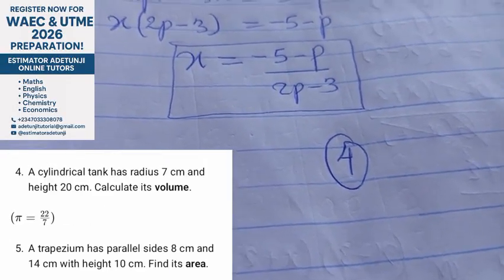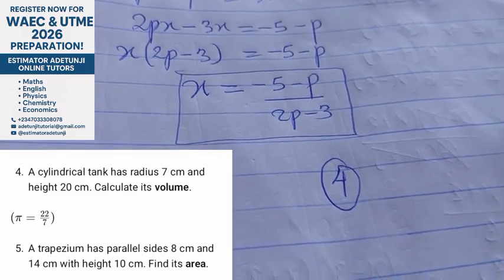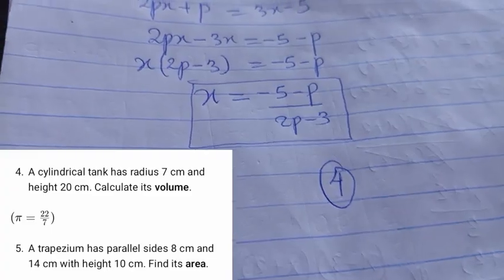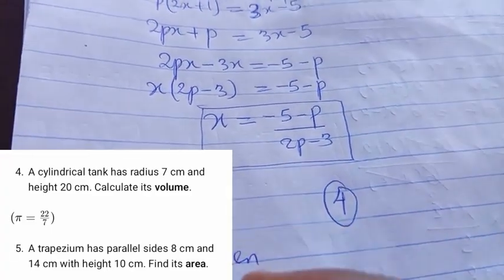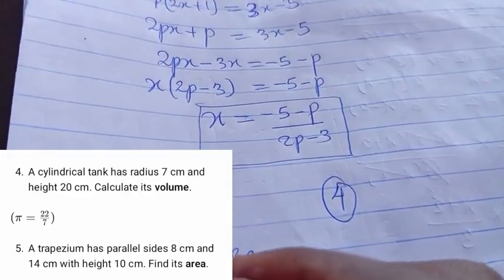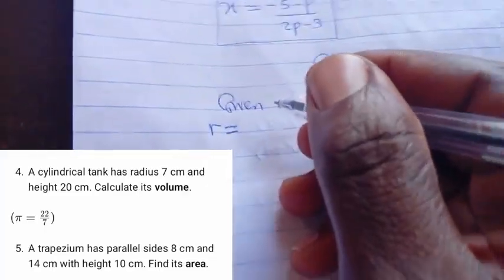Go to question number 4. As you can see on the screen, this question is all about measurement of a cylinder, the volume of the cylinder. We were given the following parameters in the question. As you can also read the question on the screen, I don't want the video to be too long, that's why I'm not reading the questions, but you can see the question on the screen and I'm only interpreting the question.